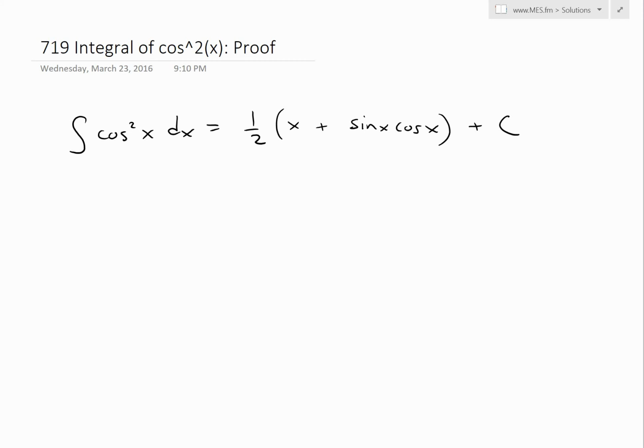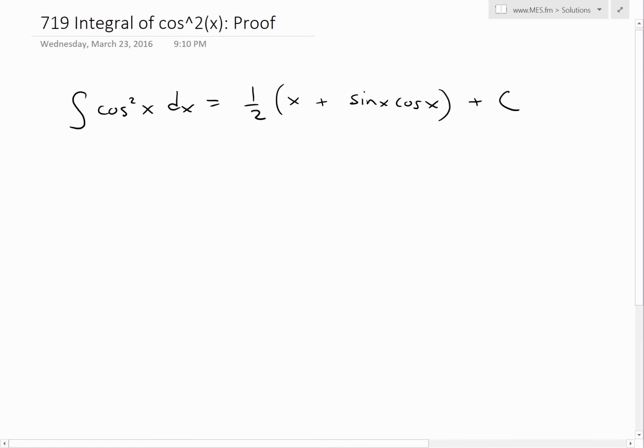Easy solution. Today I want to discuss the integral of the trigonometric function cosine squared of x, and basically prove that it equals 1/2 times x plus sine x cos x plus c, right here. And this is usually the form it's written in. You could rearrange it different ways. I'll show it in a bit.